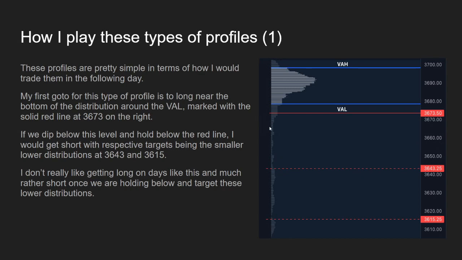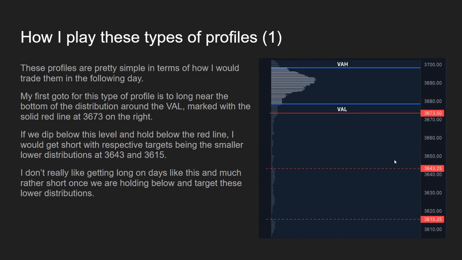The singles itself are usually present at the bottom of their main distribution, and as market profilers would say, we want to correct these singles. And for me, as a volume area trader, as a volume profile trader, I'd want this to be filled and for this distribution to be traded into.